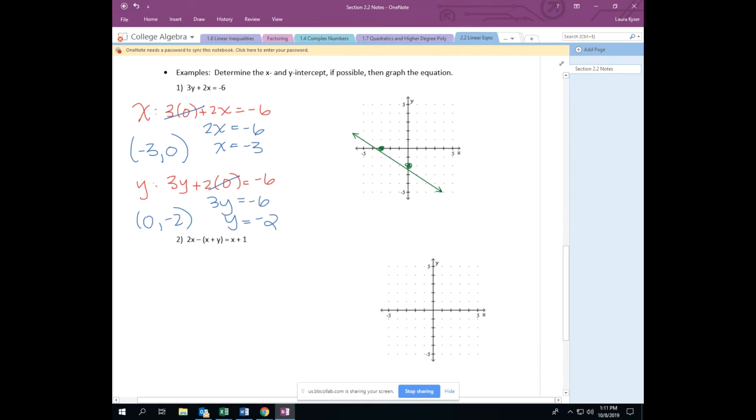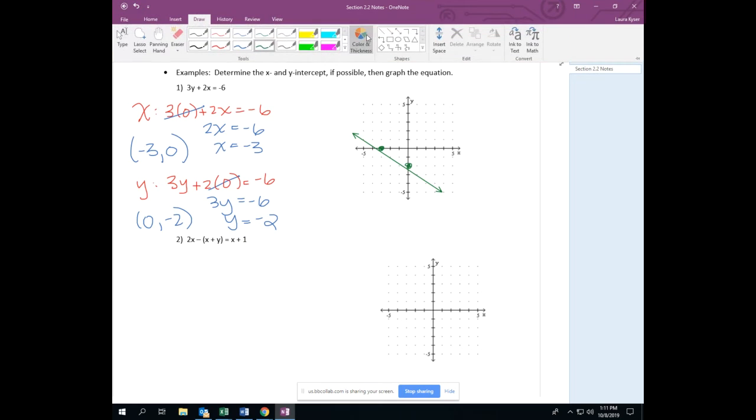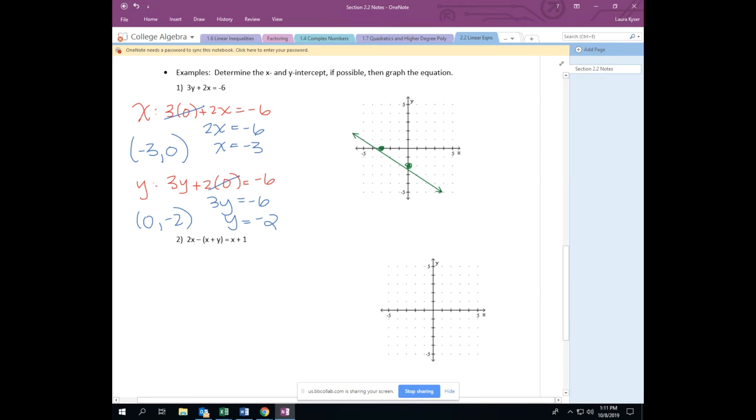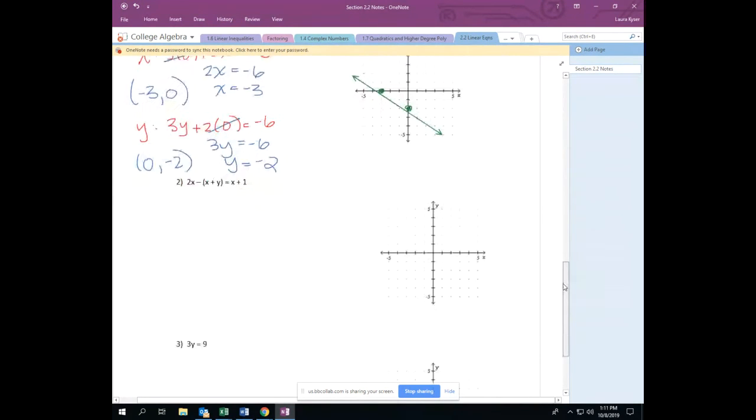The whole thing needs moved. Now I can't move it. Well, you get the idea. I should have done a better job. So you connect your actual points with the line though instead. Just wanted to try to make it nice. And that's how you're going to graph with the x and y intercepts.